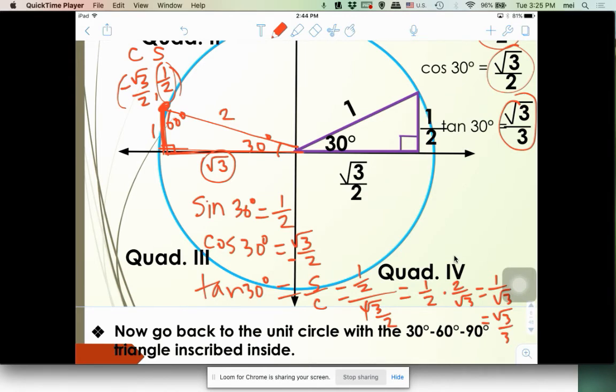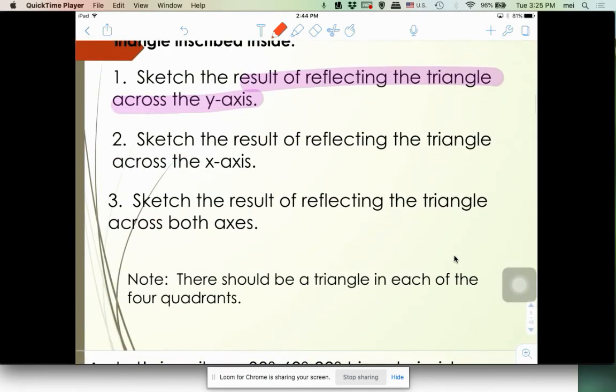Or you can use the ratio of tangent, which is opposite over adjacent, which is 1 over radical 3 right away. And if you rationalize it, you will get the same answer. So both ways, you will get tangent, which is radical 3 over 3. And it should be negative because the cosine is negative. So it should be negative.